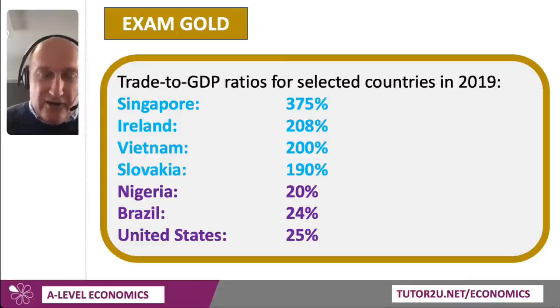Whereas, in stark contrast, Nigeria's trade is 1/5 of its GDP, Brazil a quarter, United States likewise. Obviously, these have huge domestic markets, but they're not as open to trade as the countries above. I just thought I'd show you this slide. I think it's a really nice contrast between those highly open, dynamic, globalizing countries and countries for whom globalization is perhaps less significant. That could be an evaluation point for you in your papers.